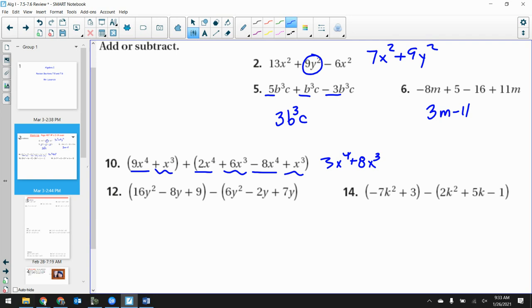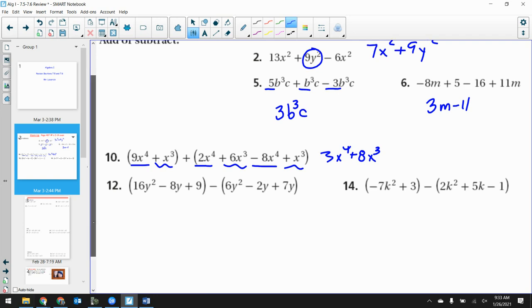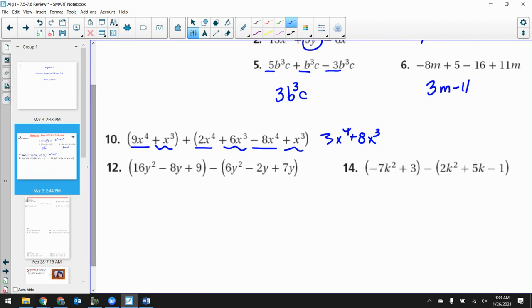Number 12. Now, remember, for a subtraction sign, I have to do one additional step right at the beginning, distribute it in here. Do I ever distribute to the left?